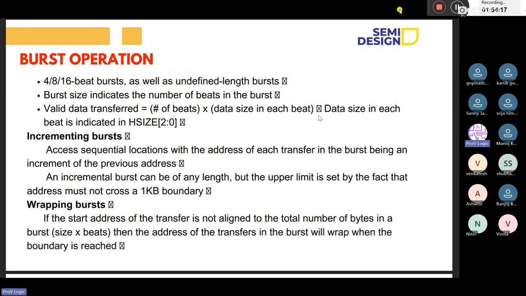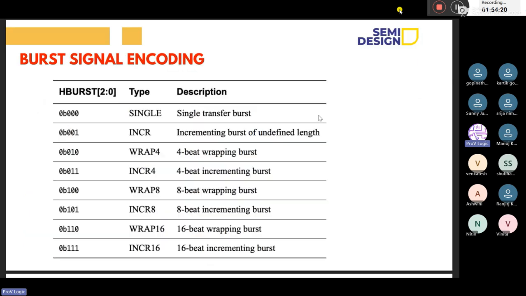Burst operation we already discussed, and we will discuss how to calculate it and how the burst signal is encoded. See here, HBURST[2:0] is 3 bits: 000 means single, 001 means incrementing, 010 means 4-beat wrapping burst. Before, some of you asked about 8-bit meaning byte. For a byte, we mostly use 4-beat wrapping. Then there are 8-beat wrapping, 8-beat incrementing, 16-beat wrapping, and 16-beat incrementing. First of all, what is meant by incrementing and wrapping?